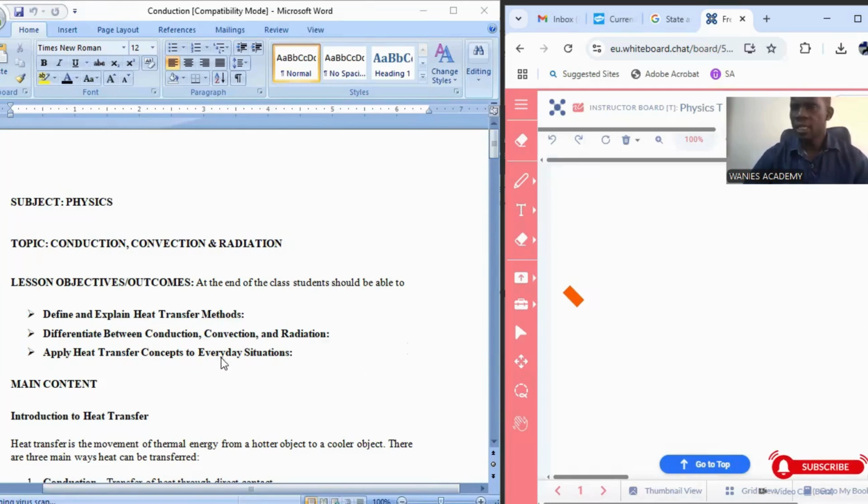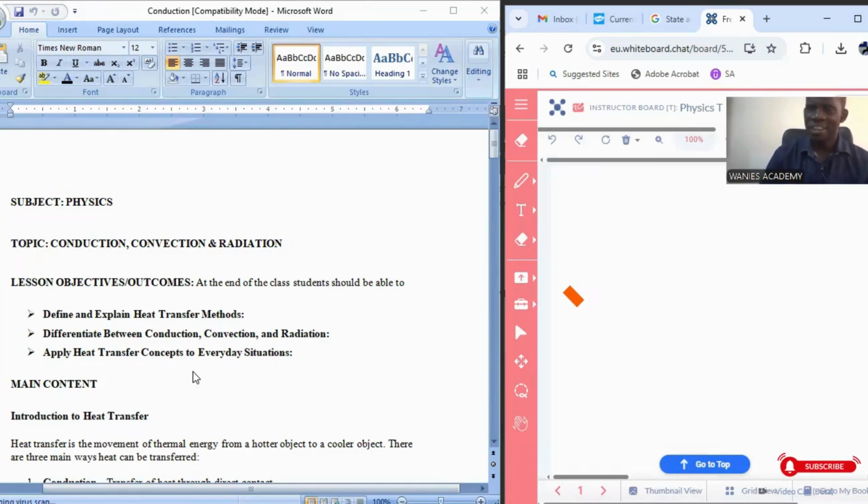So under this lesson, our lesson objectives are just three. Be able to define and explain heat transfer methods. You should be able to explain the methods of heat transfer after the lesson. Then differentiate between conduction, convection, and radiation. Then apply heat transfer concepts to everyday situations.